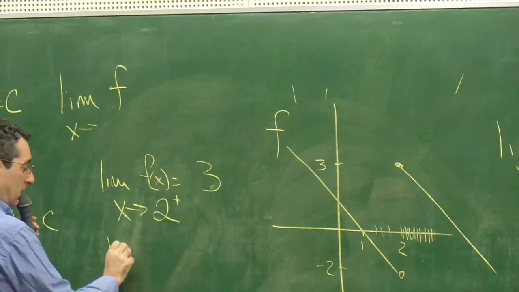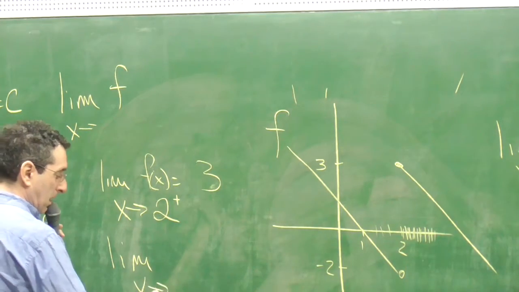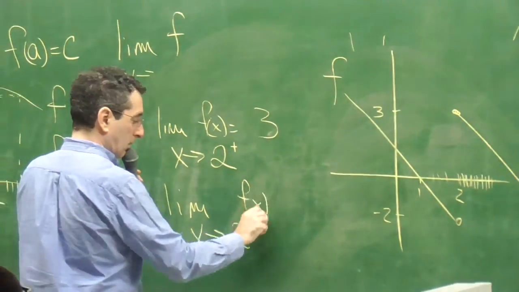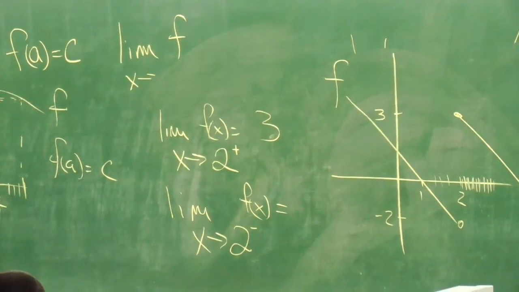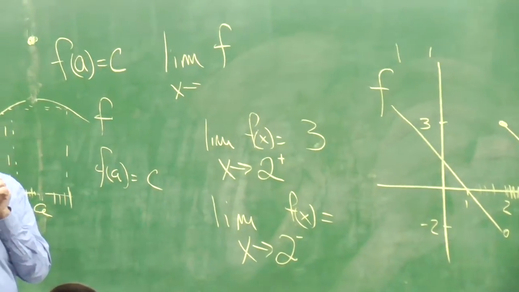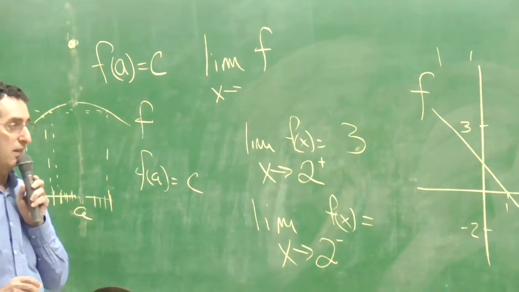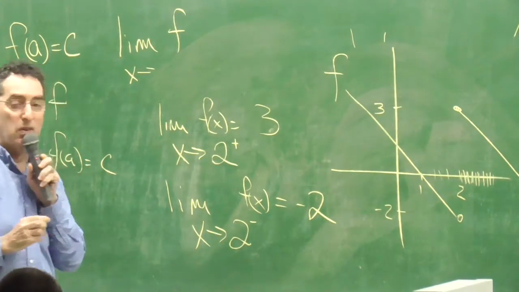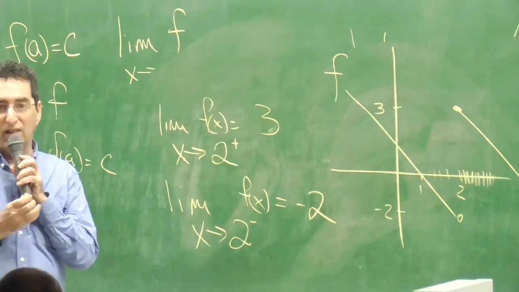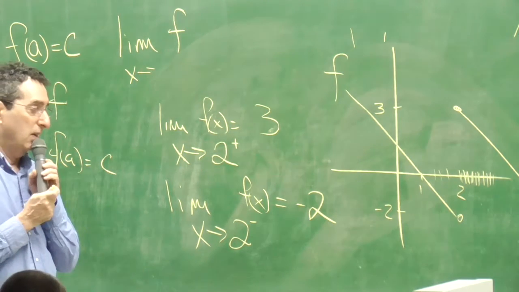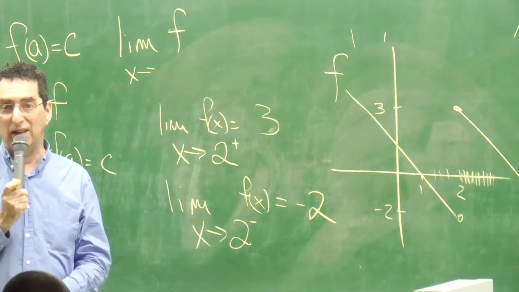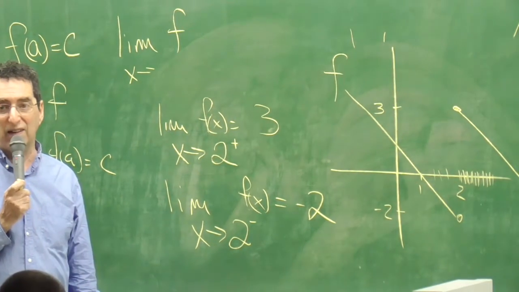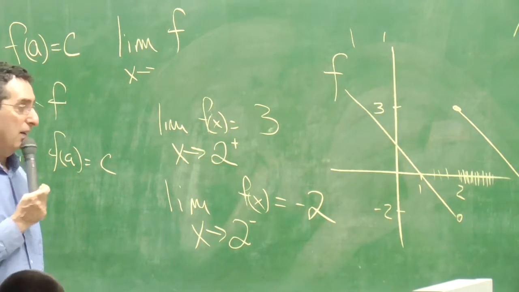And then what about this? What's that one? That means only looking at values to the left of 2. So what would you guess in that case? Negative 2. Okay? So this has a name. It's called the right-handed limit. Okay, because it's only things to the right of 2. And this has a name. It's called the left-handed limit. And that's because it's only things to the left of 2. Okay? All right?